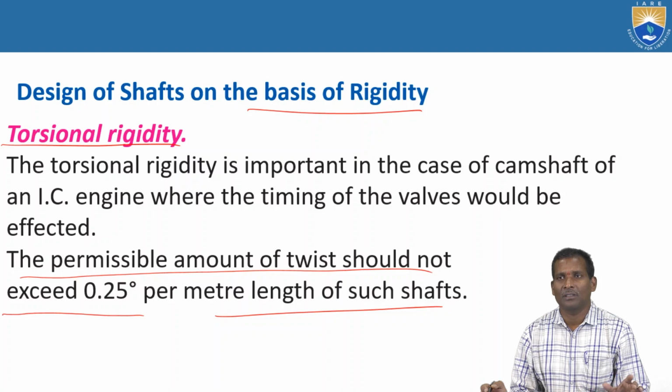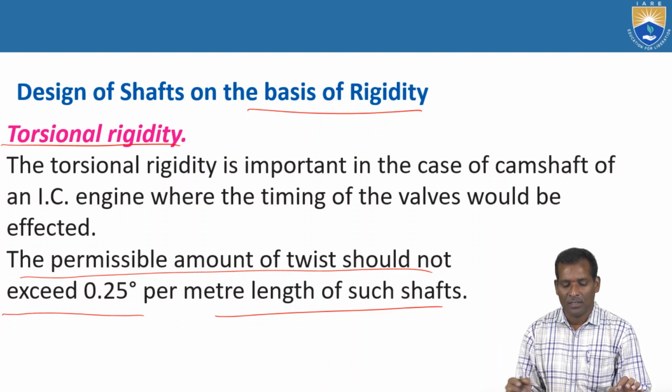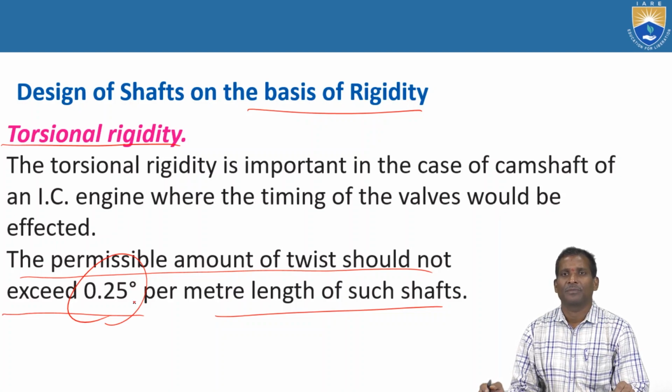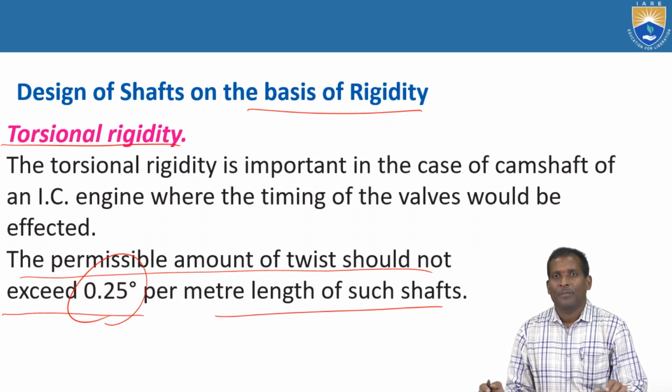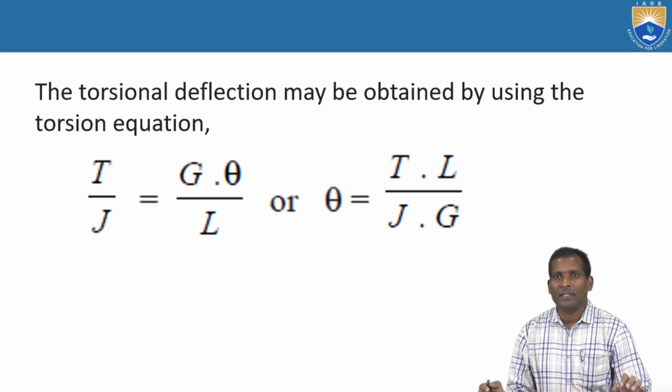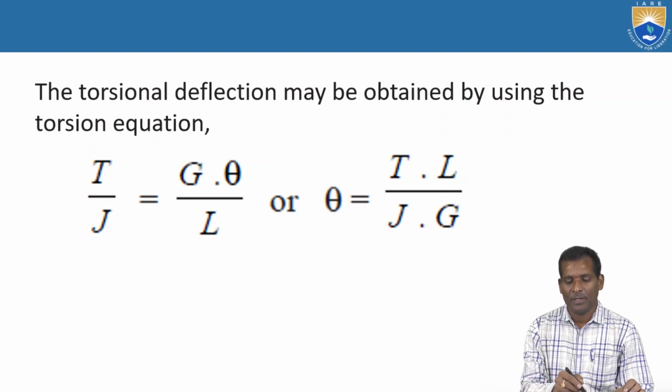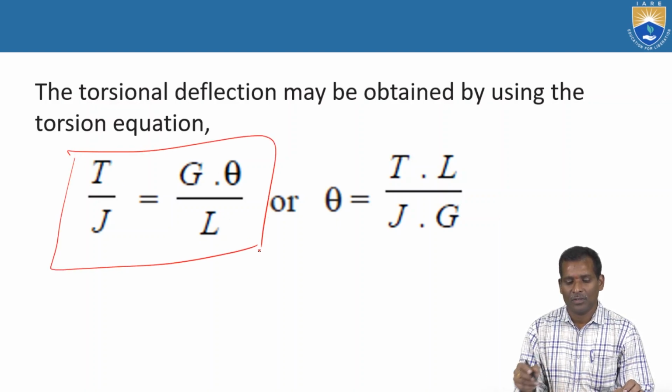The valve opening and closing arrangement is arranged in an engine with the help of the rocker arm. The camshaft is attached to the rocker arm. So for the rocker arm shaft, the permissible amount of twisting, how much it is twisted while applying load, should not exceed 0.25 degrees. Then how to calculate the deflection? By using the torsion equation.